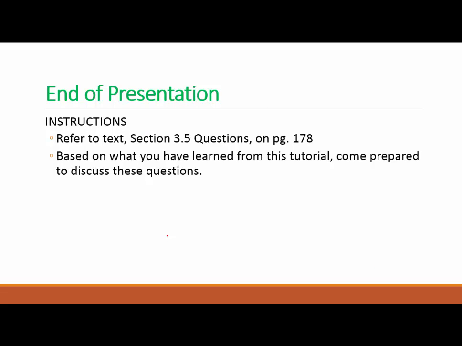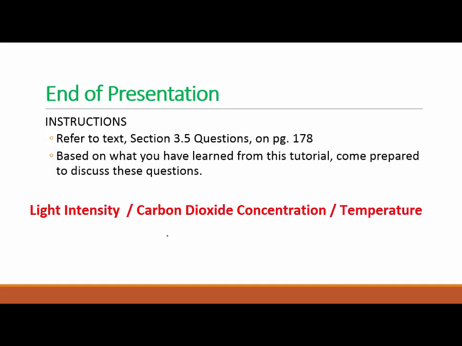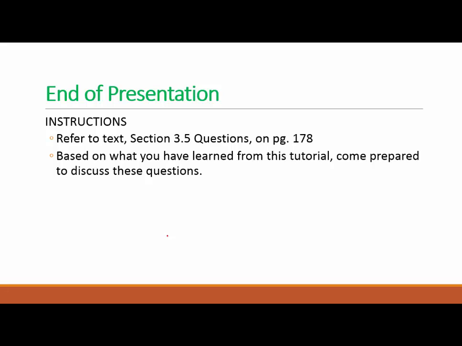All right, so those are the main factors that affect photosynthesis. We've got our light intensity, our carbon dioxide concentration, and our temperature. And of course, we see the influence of oxygen, which is related to the temperature too, with this opening and closing of the stomates. What I want you to do is to refer to your textbook.